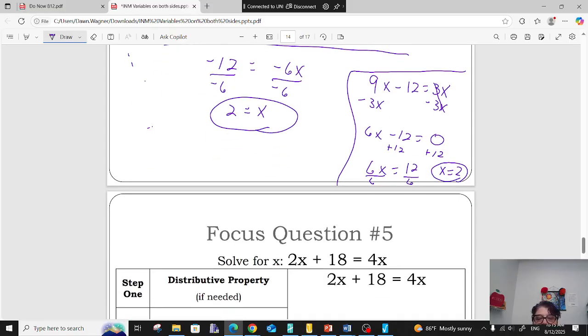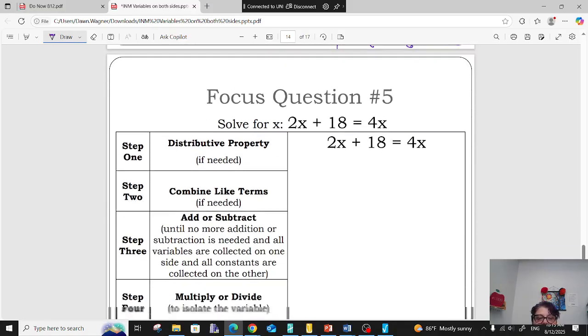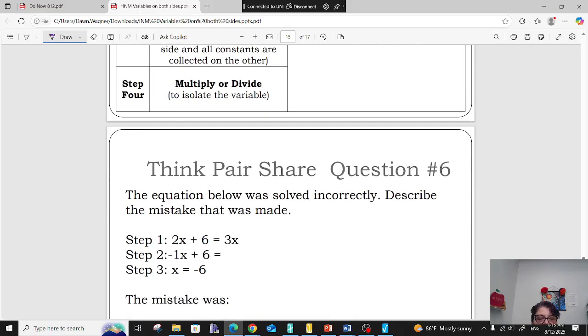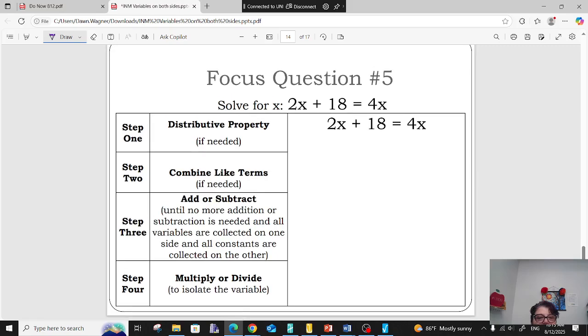So why don't you try to do this one? You guys try to do this one. And then I'm going to skip question 6 because of time, because I want you to have time to do your worksheet. But I do want to talk about no solutions and all real numbers.